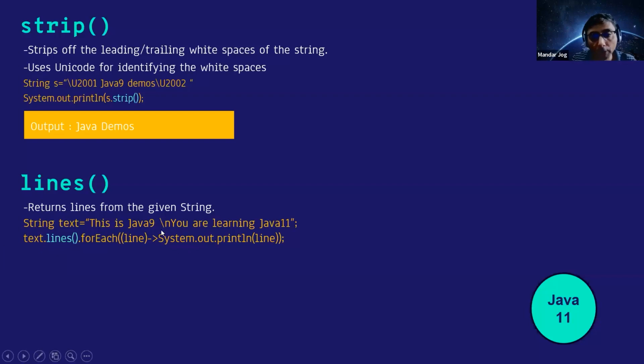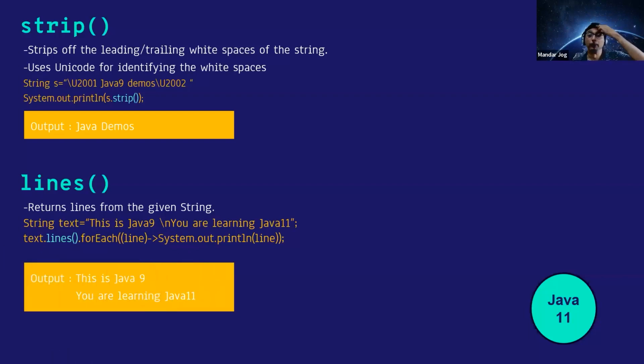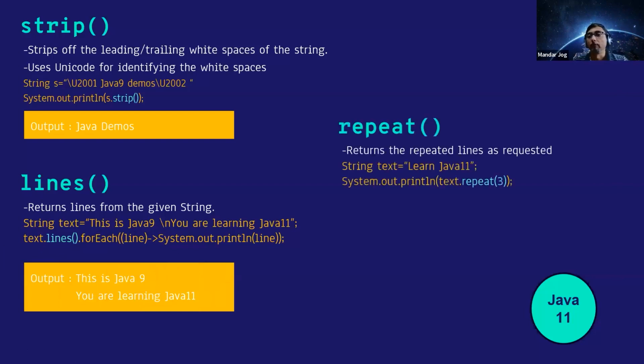So each of these things will create a line now. This will be considered as one line, this will be considered as another line, and new lines will be created. People who are exclusively working on streams will observe that this is a very good feature provided by Java 11.